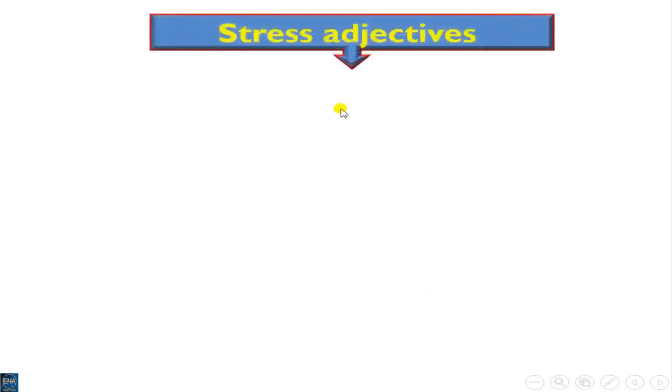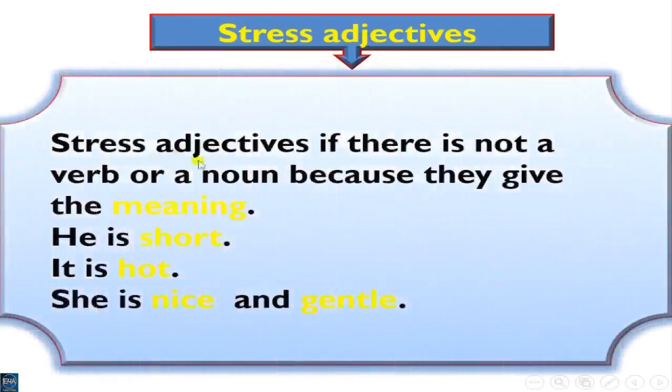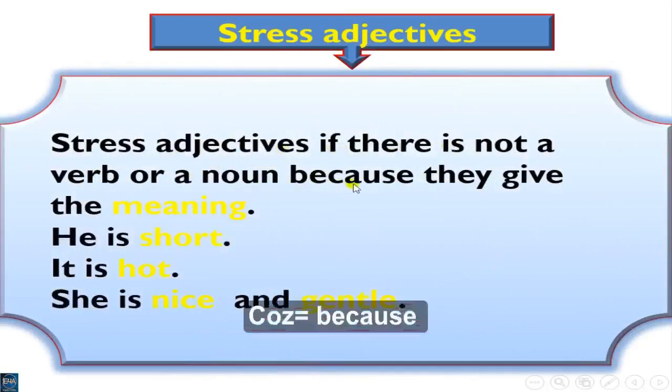In a sentence, we stress the noun. If there is no noun, you stress the verb. If there is no verb, you stress adjectives. Stress adjectives if there isn't a verb or a noun, because they give the meaning.